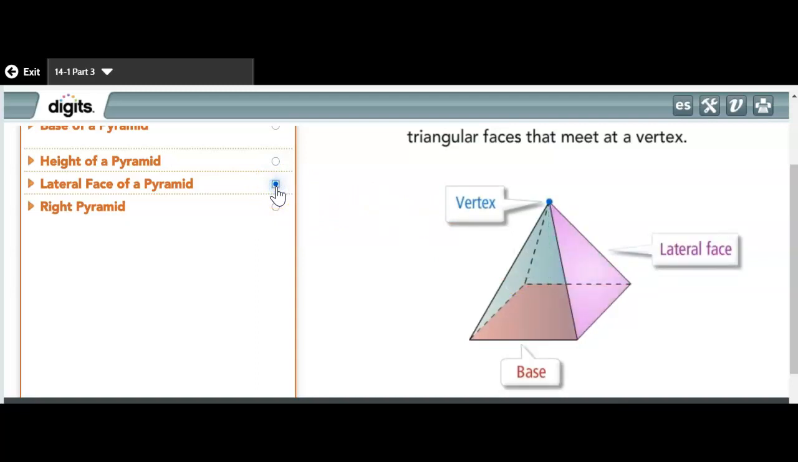Under the height, we have a lateral face. Here's lateral. Of a pyramid is a triangular face that joins the base to the vertex. Here is a lateral face. Connects the base to the vertex. It is a face. There are 1, 2, 3, 4 faces in this problem.